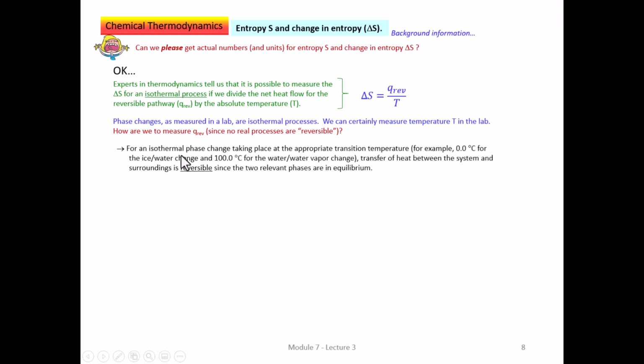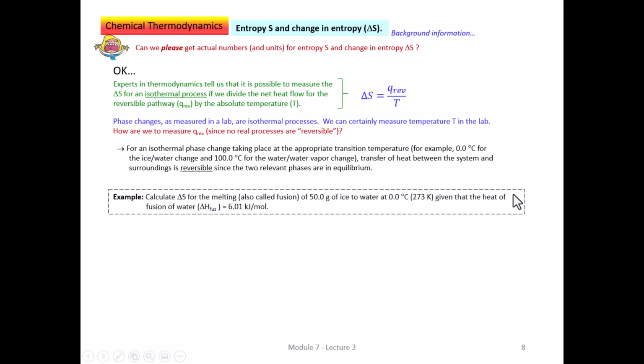Well, for an isothermal phase change taking place at the appropriate transition temperature, in other words, for example, at 0 degrees C for the ice-water change, or 100 degrees C for the water-to-water vapor change, transfer of heat between the system and the surroundings is reversible since the two relevant phases are in equilibrium.